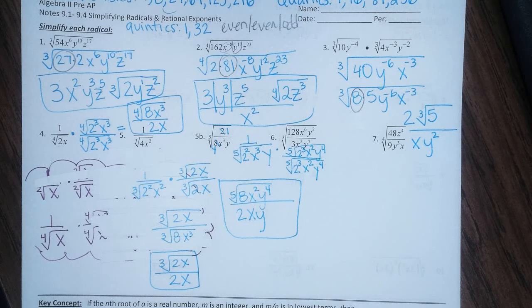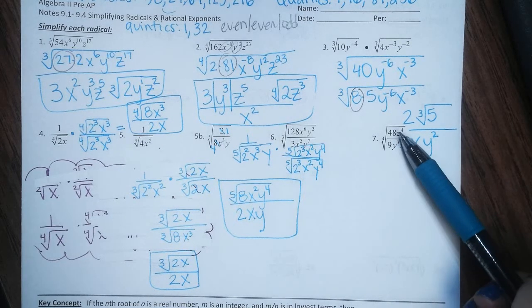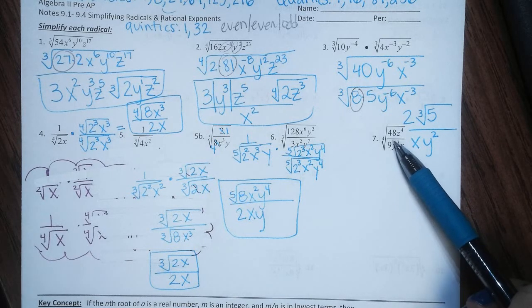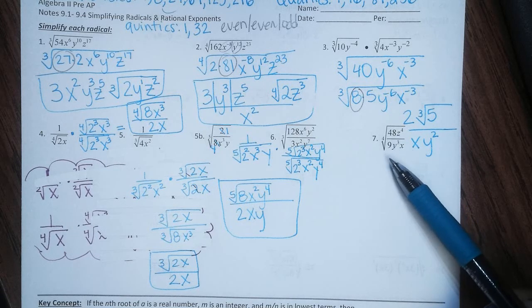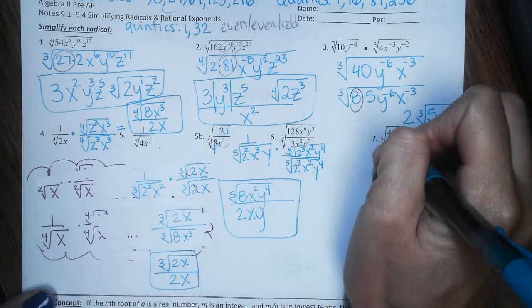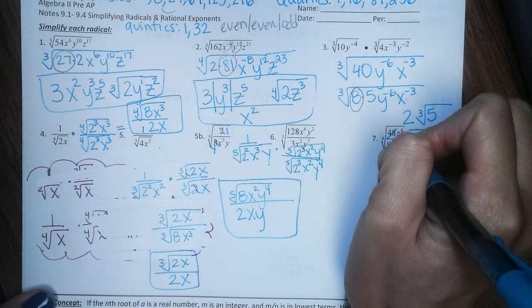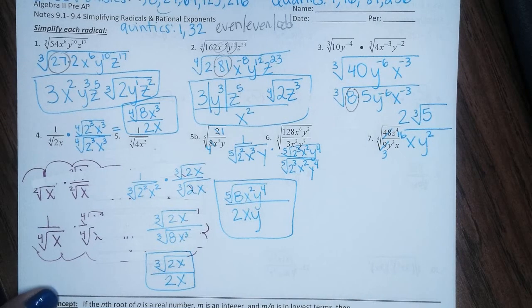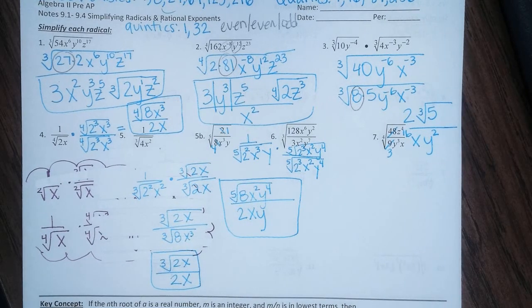So number 7, there's nothing that can be simplified here because 48 and 9. Wait, can 48 go into it? Like, they can't be reduced, right? Like by 3? Yeah, it looks like it because 48 can be 16 times 3, and then 9 can be 3 times 3. So let's reduce those. So that would become a 16, and that would become a 3. 3 times 3 is 9. Yeah. So reduce your numbers if possible.